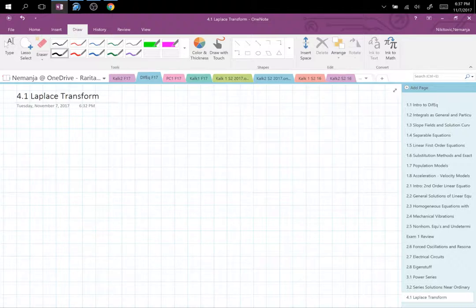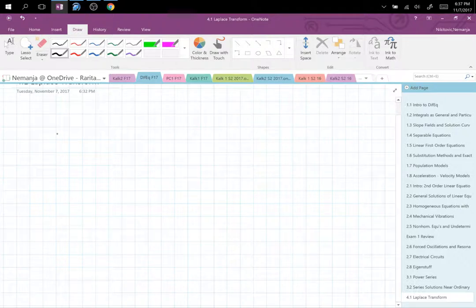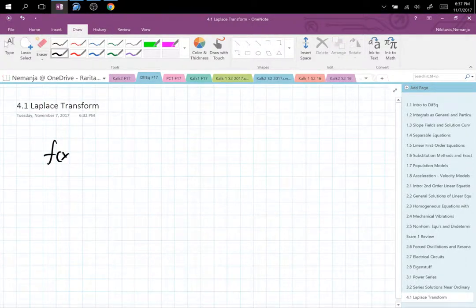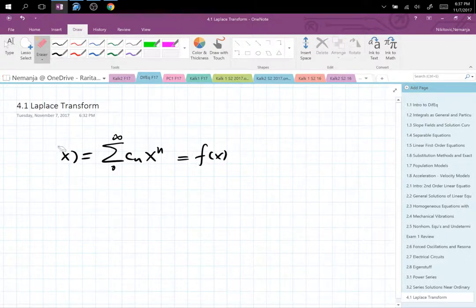Now, to understand where Laplace transforms come from, we can start with the basic Taylor series, the power series from Calc 2. You understand that a function f of x was equal to the sum of Cn x to the n, right? So that was in the good old Calc 2 days. Which means I'm going to put f of x on the right, and say that the power series converges to a function.